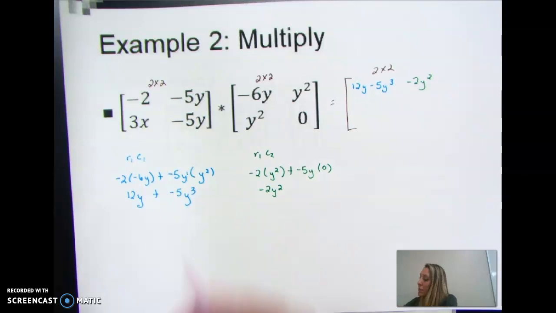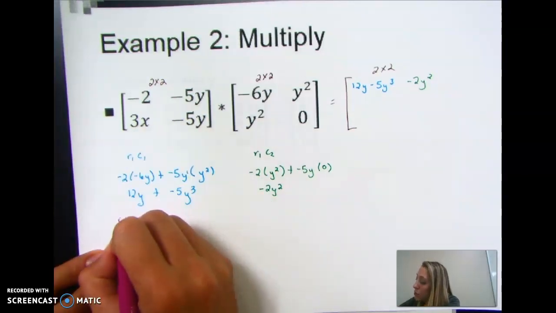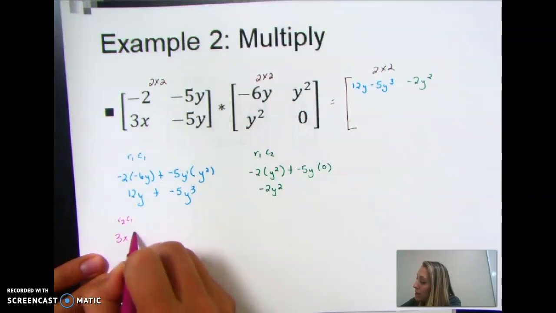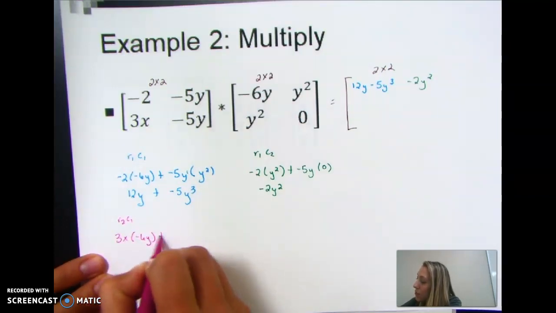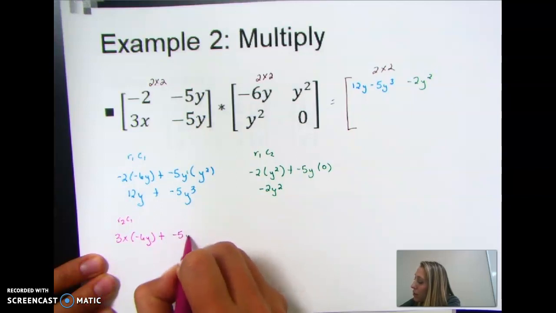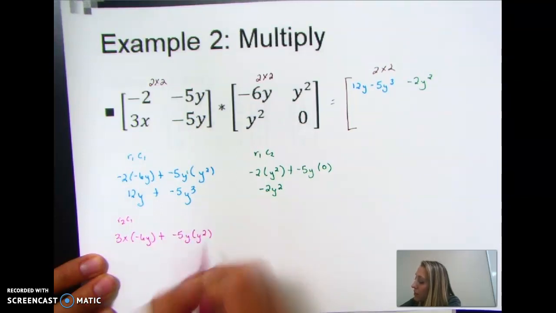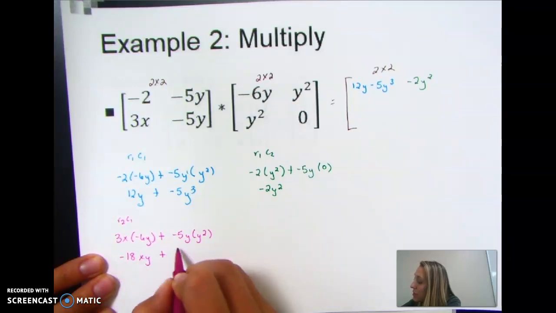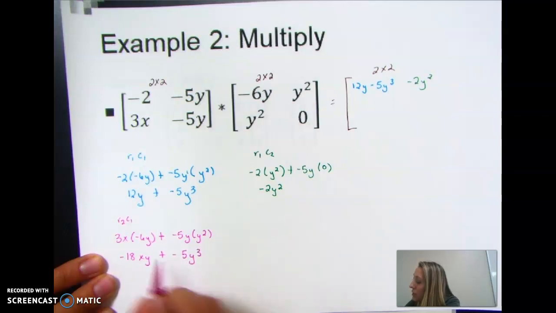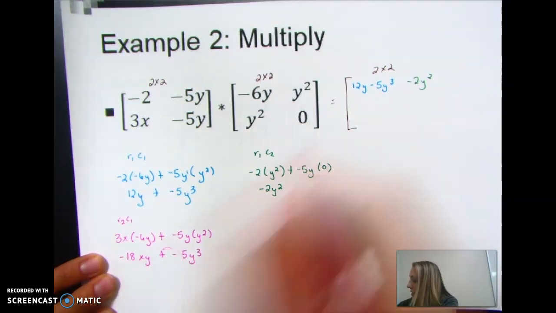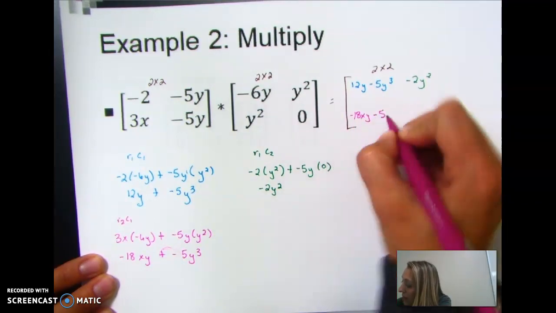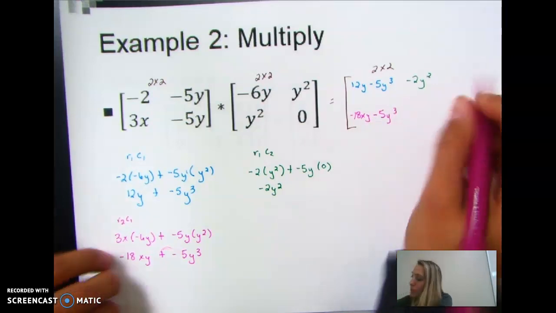Now I'm going to go to the next one. Okay, this is row 2, column 1, 3x times negative 6y plus negative 5y times y squared, and I end up with negative 18xy plus negative 5y cubed. Again, I need to simplify that, so I get negative 18xy minus 5y cubed.